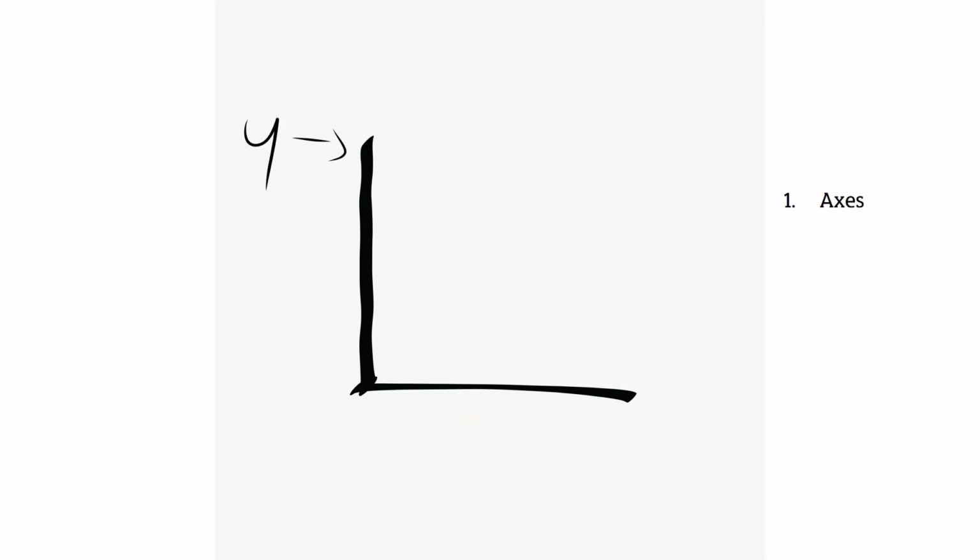A y-axis. This is the vertical axis. Typically, you would plot your dependent variable on this axis. The dependent variable is what is being measured. For example, height, temperature, length, or counts.